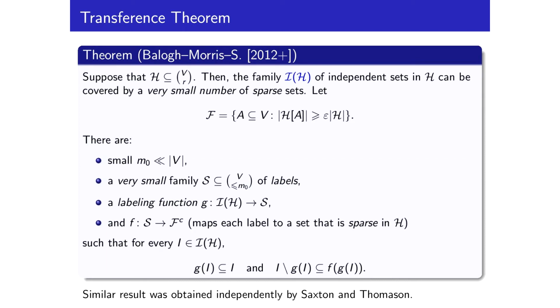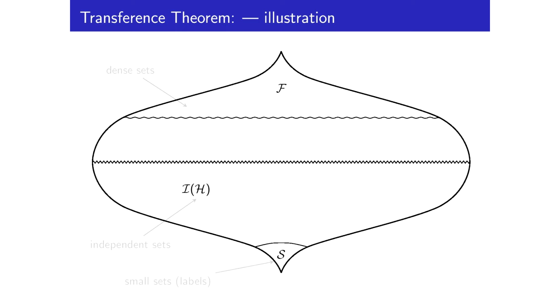So this is the main transference theorem. A similar result was proved by Saxton and Thomas, and on a figure I think I can explain the statement a little bit better. So let this be the power set of the vertex set of the hypergraph. So here we have the collection of subsets of vertices which are dense. The independent sets are somewhere here, and in the very bottom we have the labeling sets.